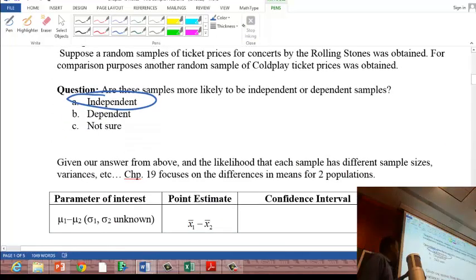And then when you have independent samples, now you look at the difference of the two variables. So chapter 19 focused on the differences in two populations: the Coldplay population, the Rolling Stones population, that sort of thing. It's no longer the same people with two treatments. We're looking at two different groups altogether and how their differences are assessed.